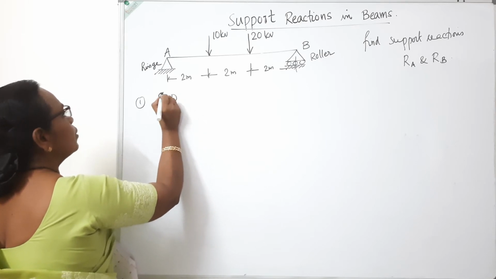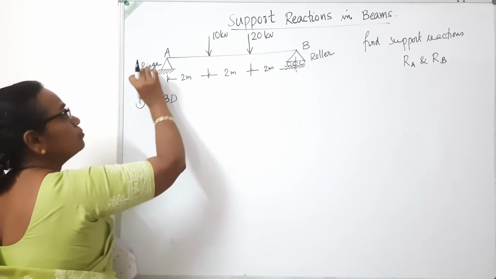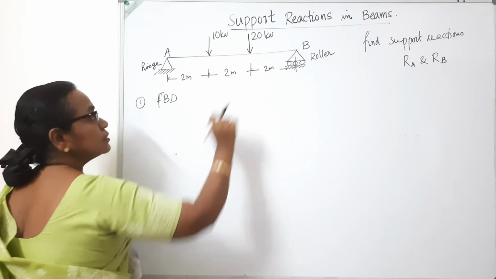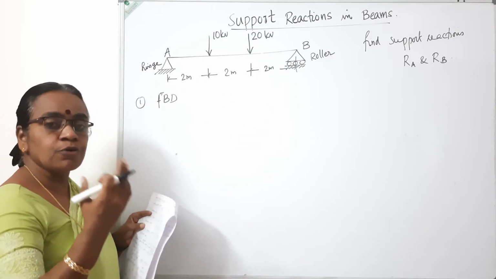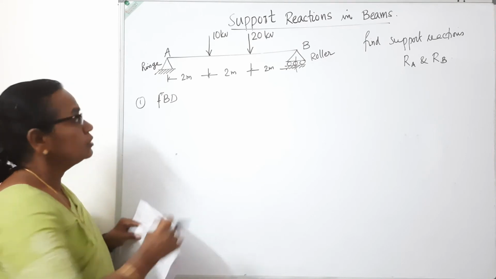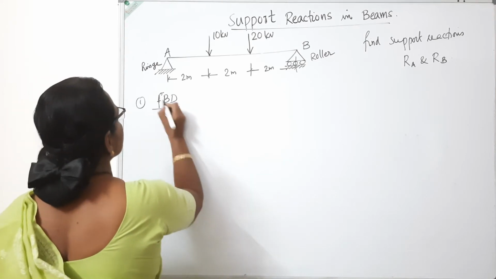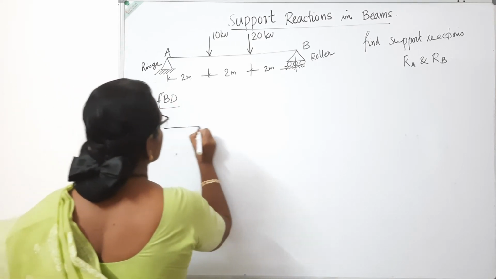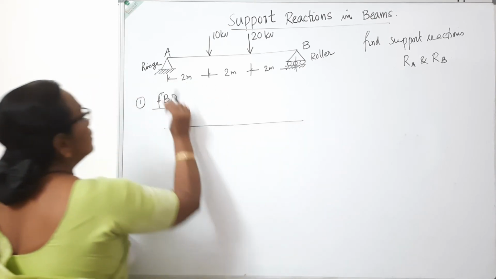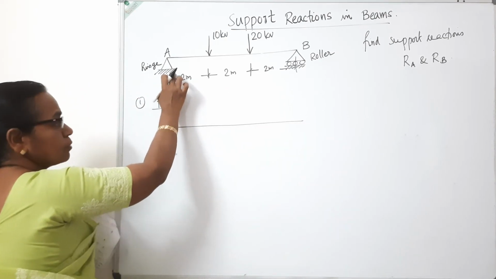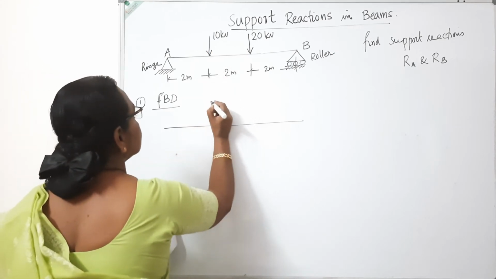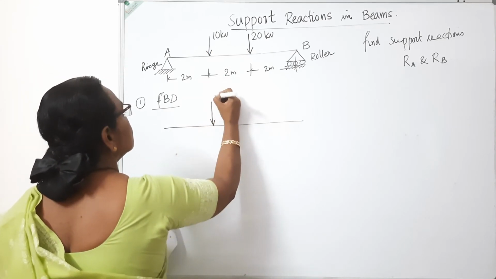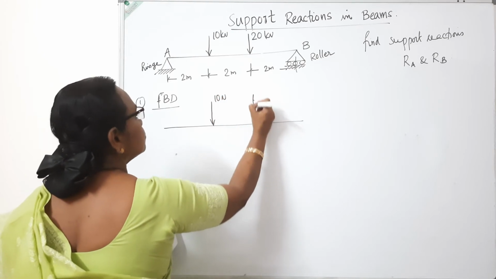FBD. Draw the free body diagram for this. That is, the beam should be freed of its supports and show the various forces acting on it. So to draw the free body diagram of the beam, first of all I will draw the 6 meter length. I am removing this support. Once I remove the support, I will first mark the external loads. I will mark the external loads given, 10 Newton and this 20 Newton.